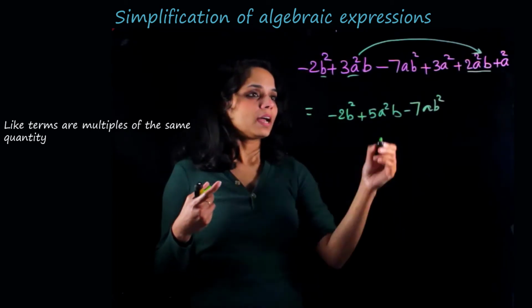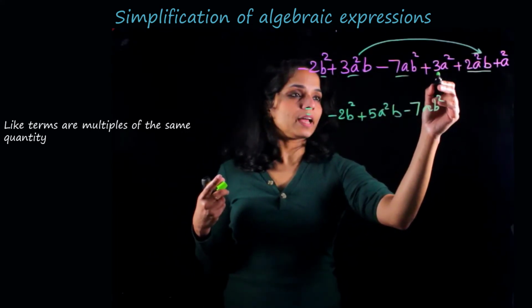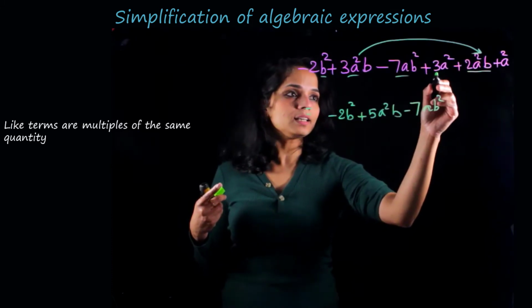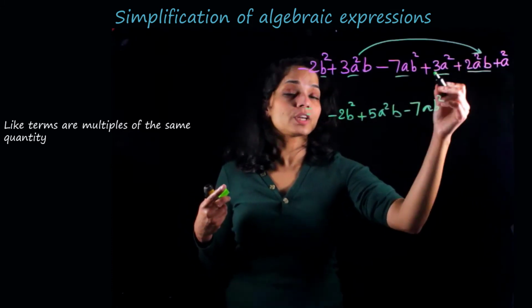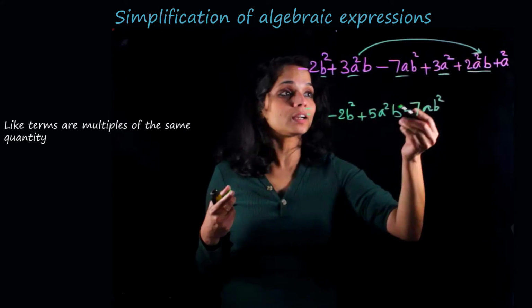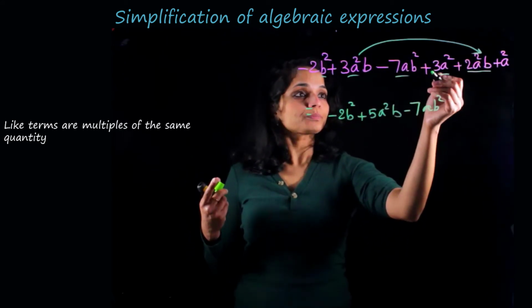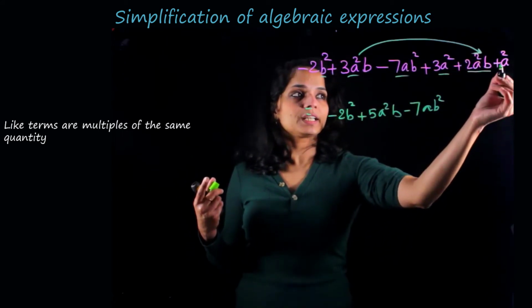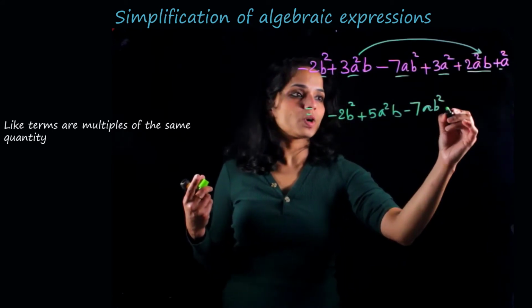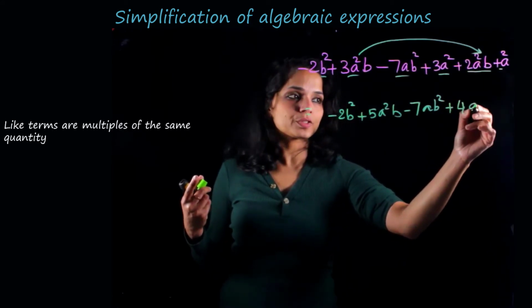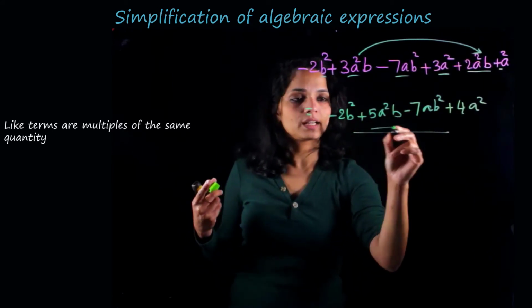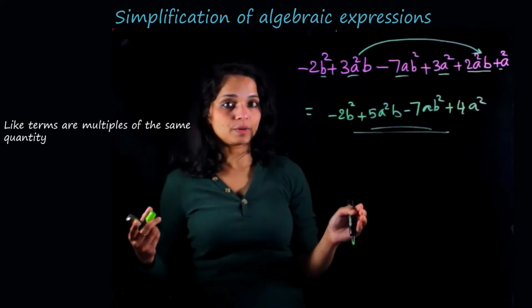The final terms we need to consider are 3a squared and a squared, which are both multiples of a squared, so they can be combined together. 3 and the coefficient here is 1, so 3 plus 1 is 4, giving 4a squared. So that's pretty much the answer. It's the most simplified version of it.